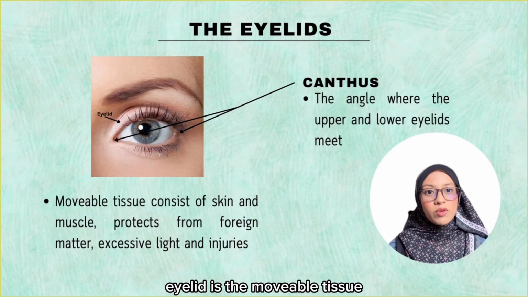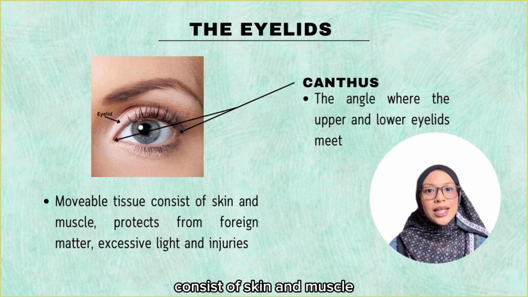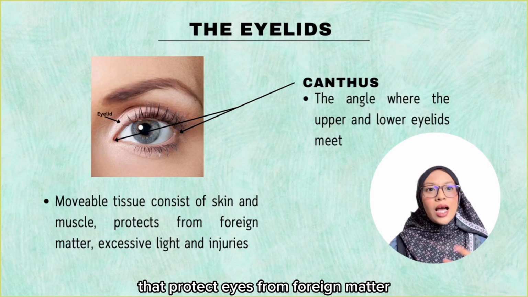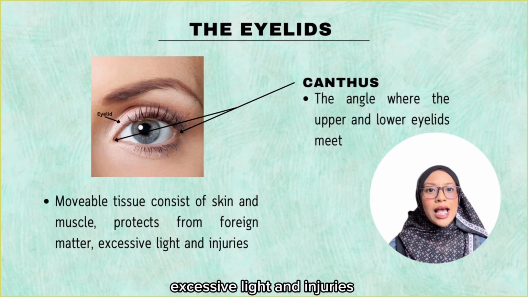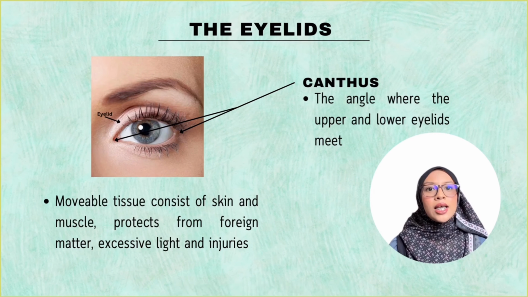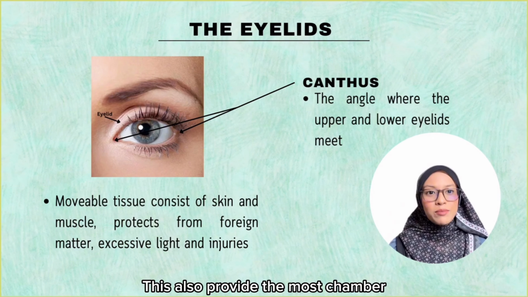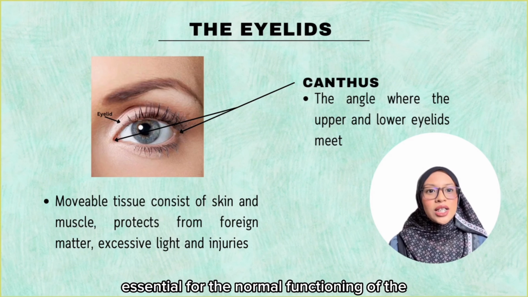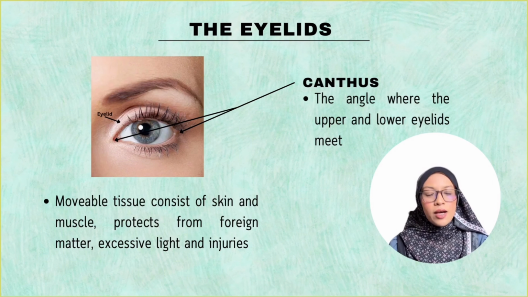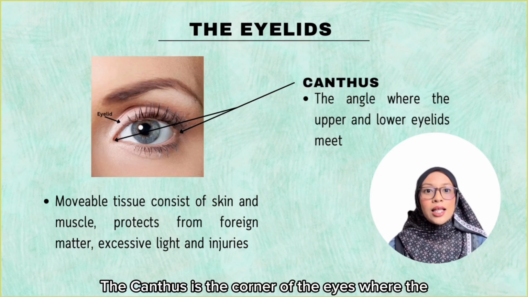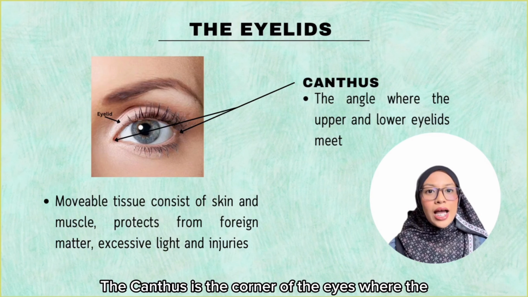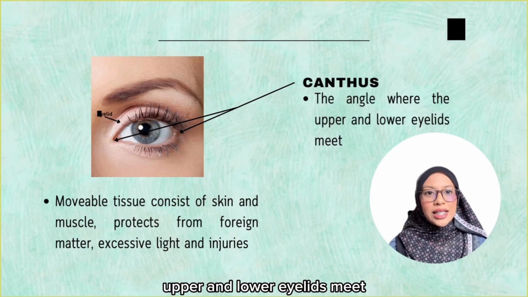The eyelid is movable tissue consisting of skin and muscle that protects the eyes from foreign matter, excessive light, and injuries. It also provides the moist chamber essential for the normal functioning of the conjunctiva and cornea. Next, the canthus. The canthus is the corner of the eye where the upper and lower eyelids meet.